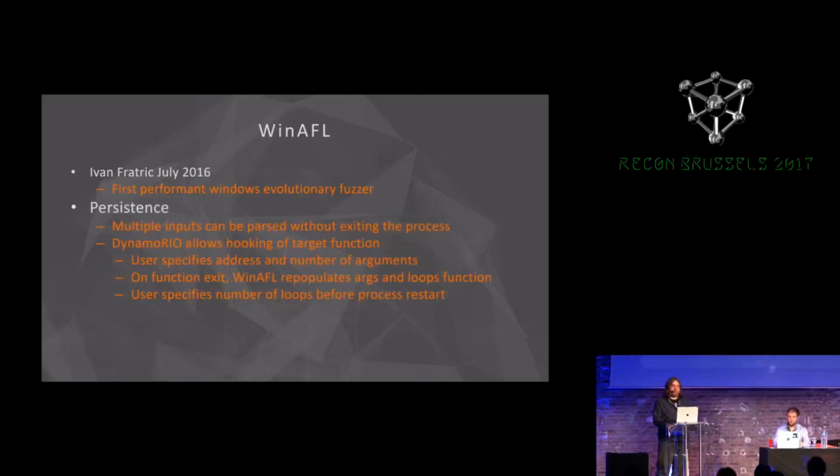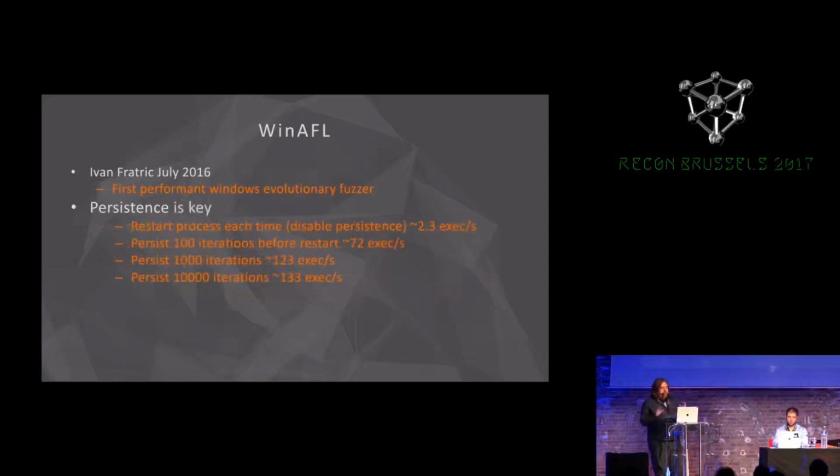And basically, you can tell it how many iterations to persist, like maybe do 1,000 iterations, and then go ahead and exit and restart the process, so that if we have any memory leaks or we're not quite cleaning up properly, we can just handle that through delaying the restart. Now, persistence is key because every time you load this in the DBI, it's going to disassemble it. So if we were to just do it every time, we'd get 2 executions a second on this GDI+ demo I'm going to show you. If we persisted 100 times before we restart it, 72 executions a second, and so on. It reaches its ceiling somewhere around 1,000 or so iterations.